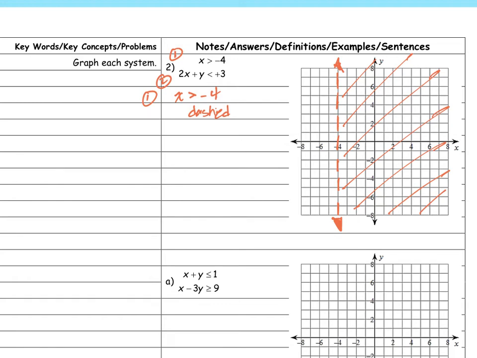And then I'm going to do line number 2. Line number 2 says 2x plus y is less than 3. So what I'm going to do first is solve for y. I'm going to subtract 2x, and I get y is less than negative 2x plus 3. So my slope is negative 2 over 1, my y-intercept is 3, and I have a dashed line again.